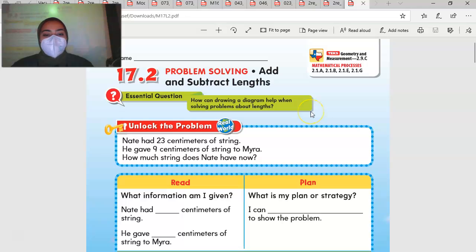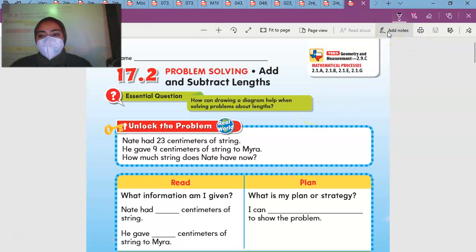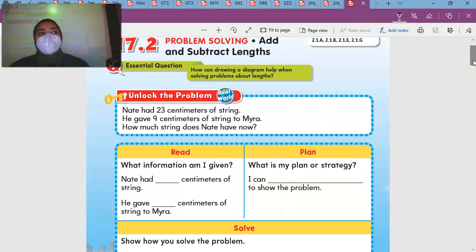We are talking about problem solving, add and subtract lengths. Yesterday we talked a little bit about measuring using centimeters. Last week we really focused on measuring using inches. So let's keep going. How can drawing a diagram help when solving problems about lengths?